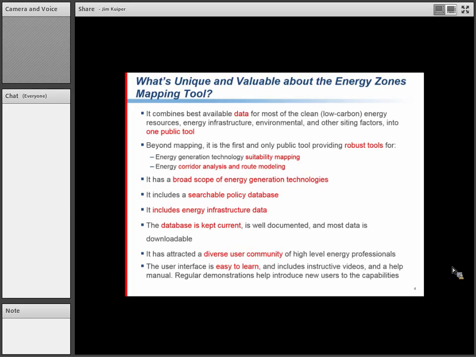Energy infrastructure data is something that's not generally available in a web application, but that's licensed on this site, so I'll give you an example of that. The database is actively kept current. There's a pretty diverse user community, so we feel like the tool is useful to a variety of folks, and we've made the user interface as easy to learn as possible with instructive videos, hard copy help, and these demonstrations to show you how it works.